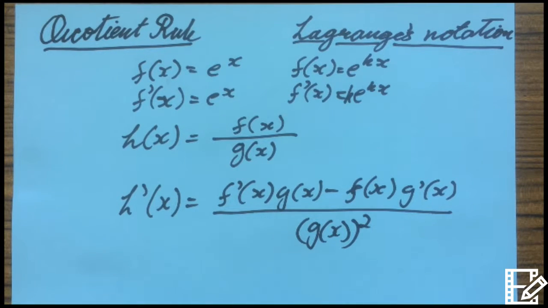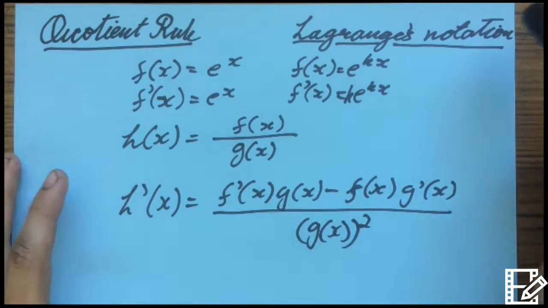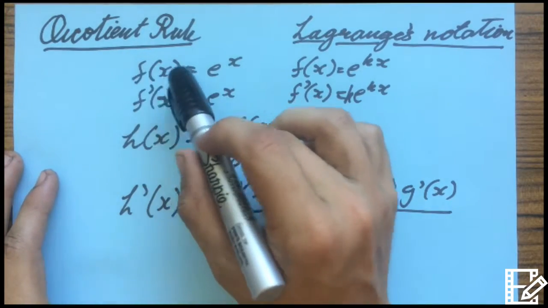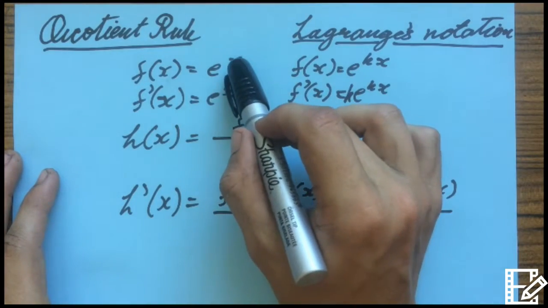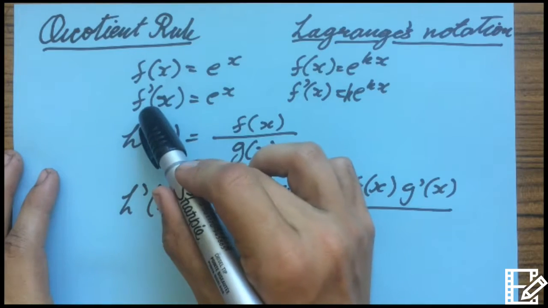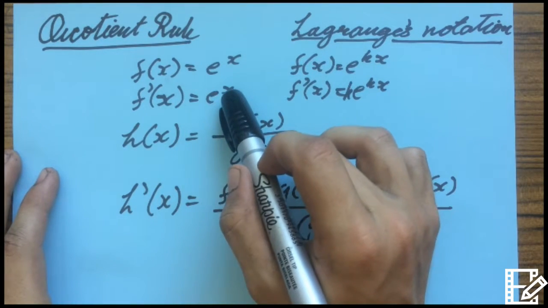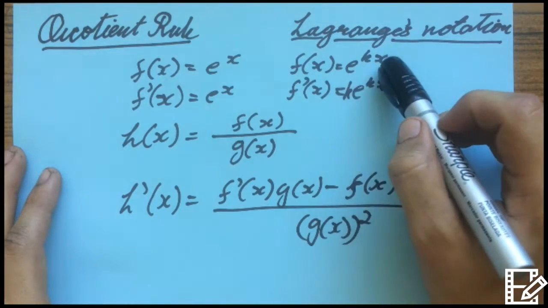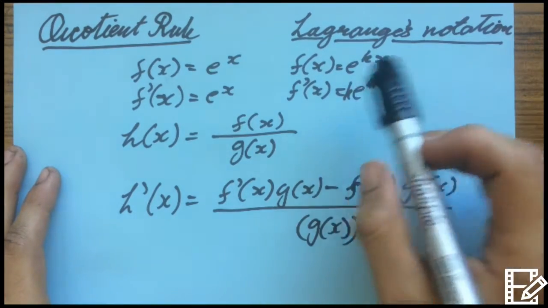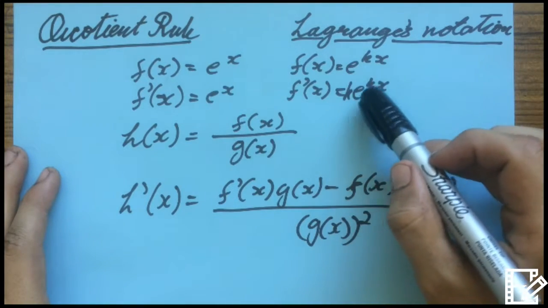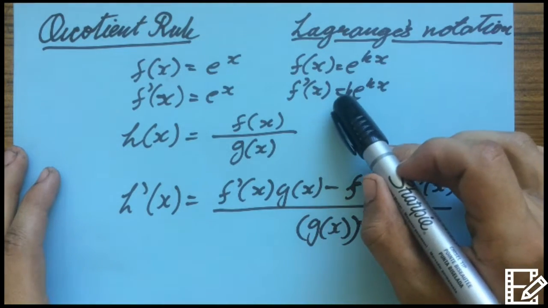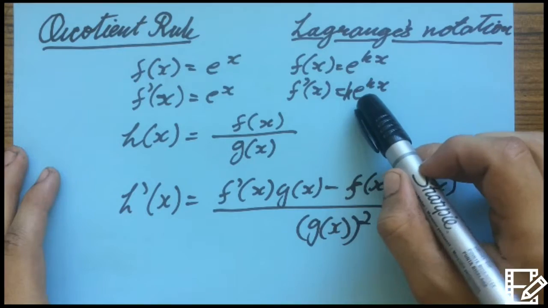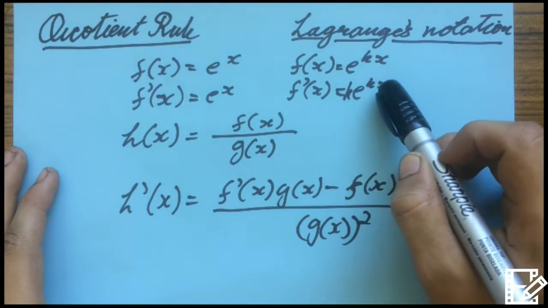Derivatives with e, the quotient rule, Lagrange's notation. So, as I explained in previous videos, if you have a function with e to the power of x, then the derivative of that function is e to the power of x. If you have e to the power of kx, k being a number, the derivative of that is k e^(kx), or the number times e to the power of the number times x.